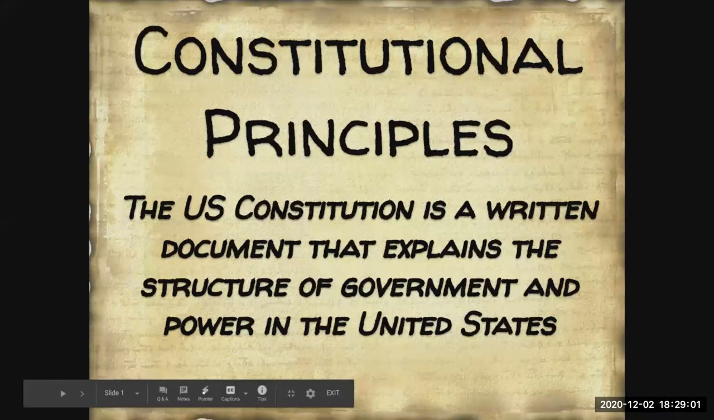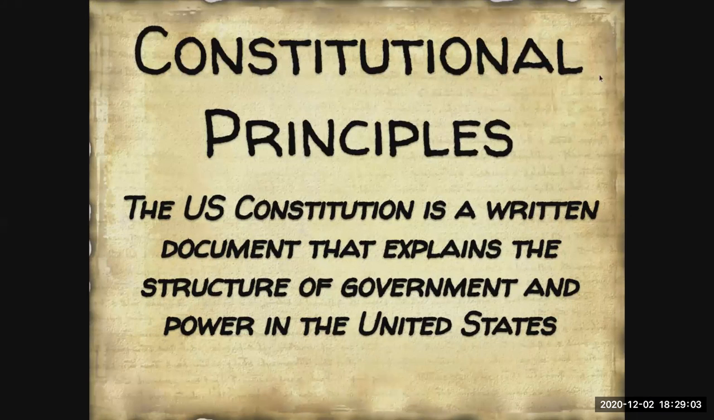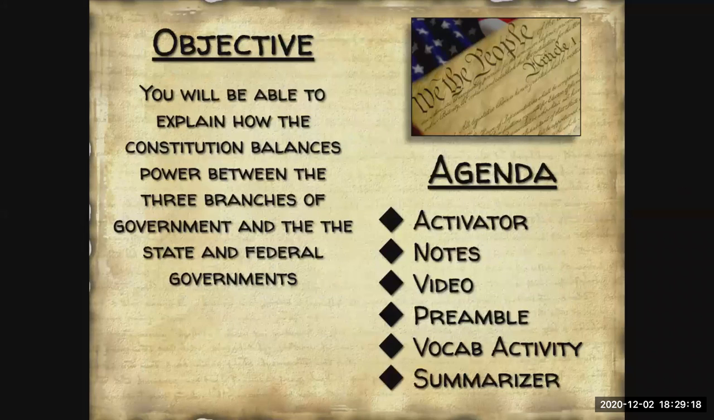What we're going to be talking about today is the fact that the US Constitution is a written document that explains the structure of our government and how power is given to people in the United States. By the end of this lesson, you will be able to explain how the Constitution balances that power between the three branches of government, as well as between the federal government and the state governments.